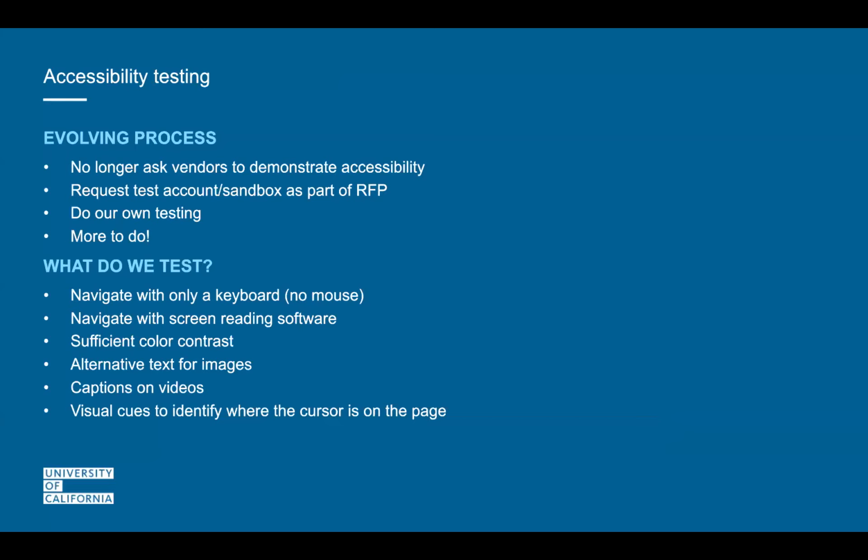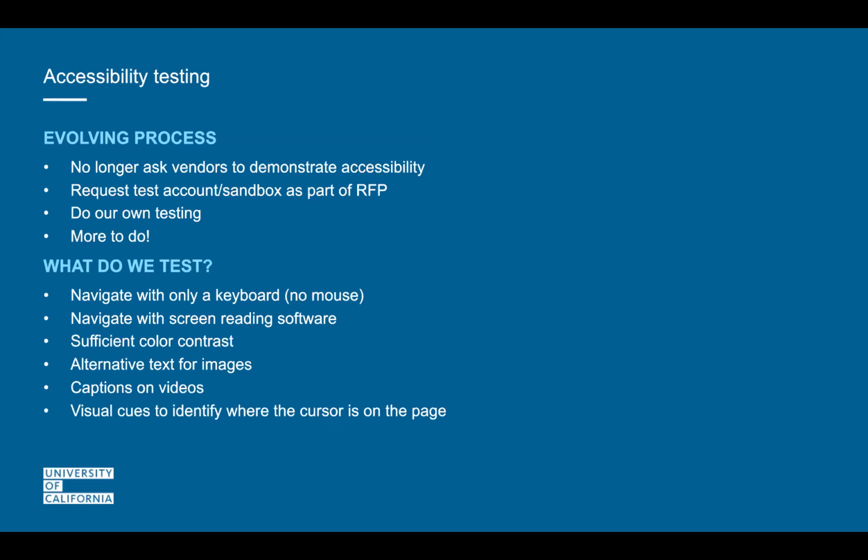Now, what do we test for? Well, accessibility testing is pretty involved, but this list highlights some of the top things that we test for. We'll try to navigate with only a keyboard without using a mouse. And sometimes you can't do this without getting stuck on part of a page or part of a computer screen.